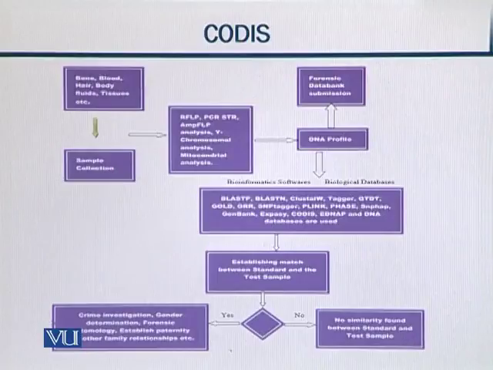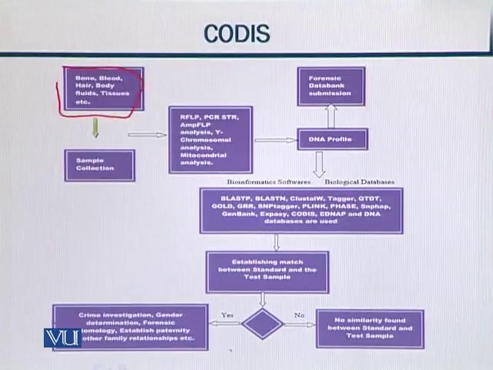So here I have given the complete working of CODIS, how it works. If I divide this, CODIS basically starts from the extraction of DNA, so for this it needs a sample in the form of some cell. This cell can be a bone cell, blood, hair, body fluid, which is shown in this box.